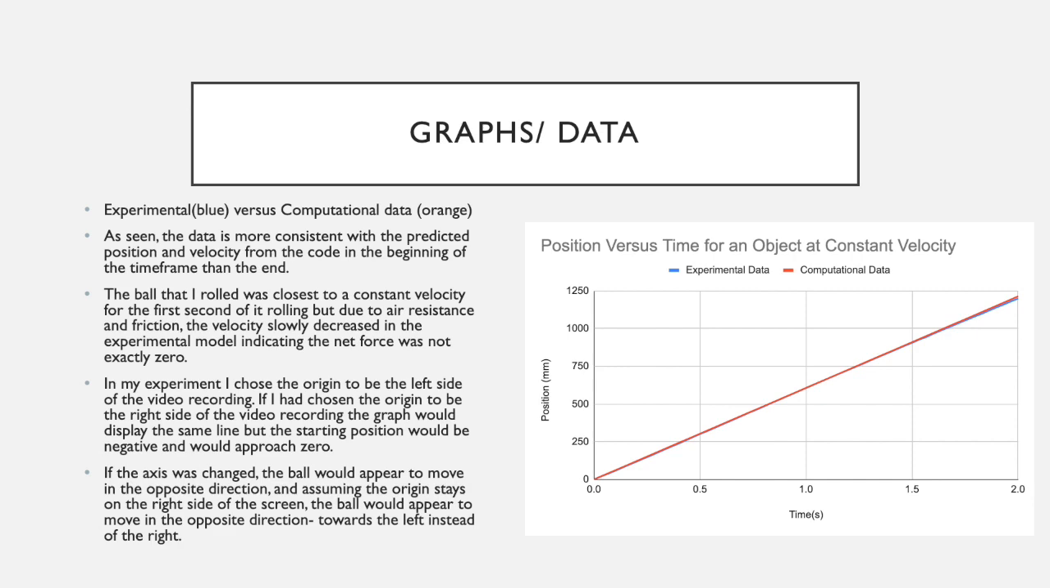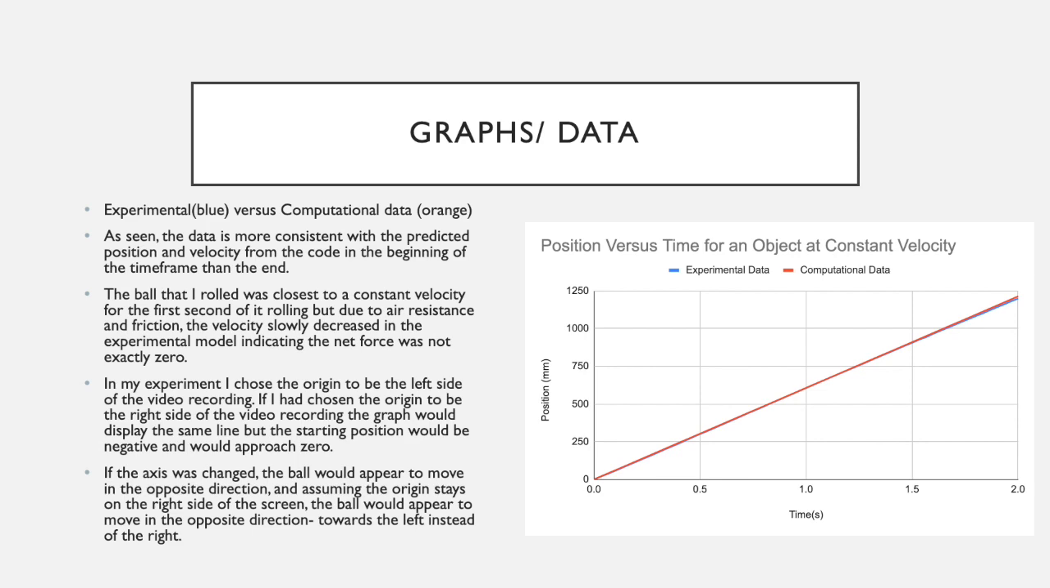Because the data is approximately a linearly increasing line, switching the axes would still show that the object has a constant velocity, but may result in the line being linearly decreasing if the object appears to move in the negative direction in proportion to the origin, which would make the object appear to travel towards the left.